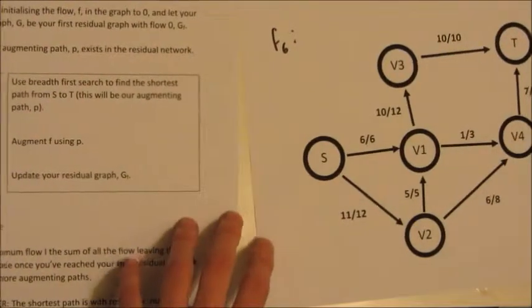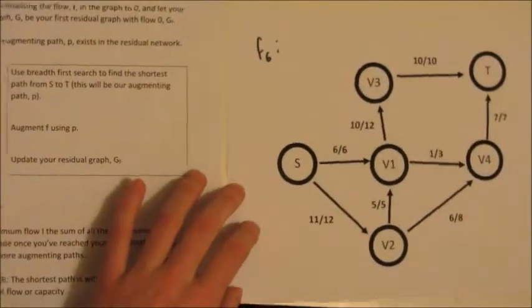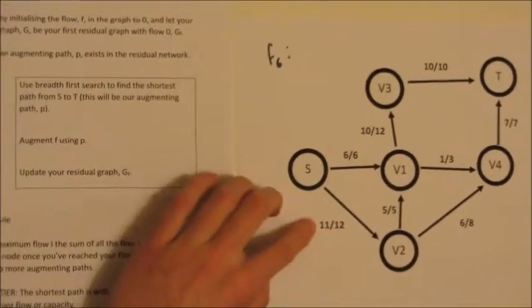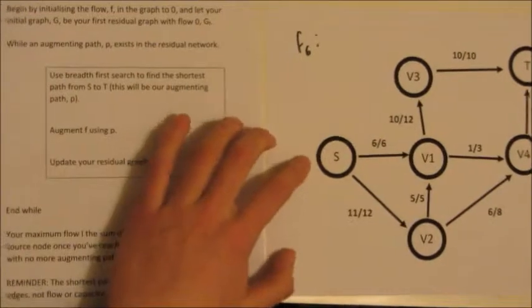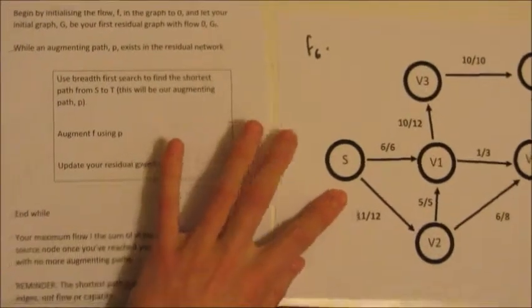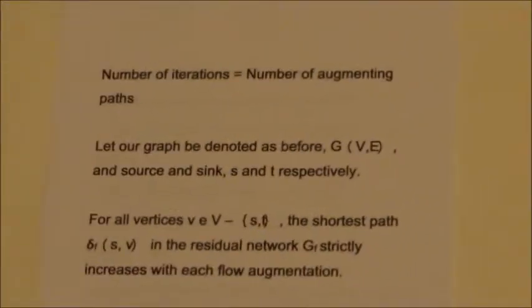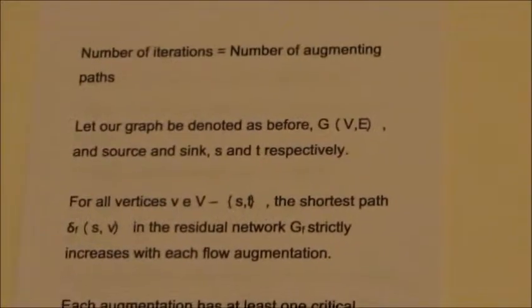Running breadth first search on our final residual network results in no further paths being found from source to sink. Therefore, we're finished. Our maximal flow for this network turns out to be 11 plus 6, all of the flow coming out of the source, which is 17. Okay, so now we will look at the complexity of the algorithm.